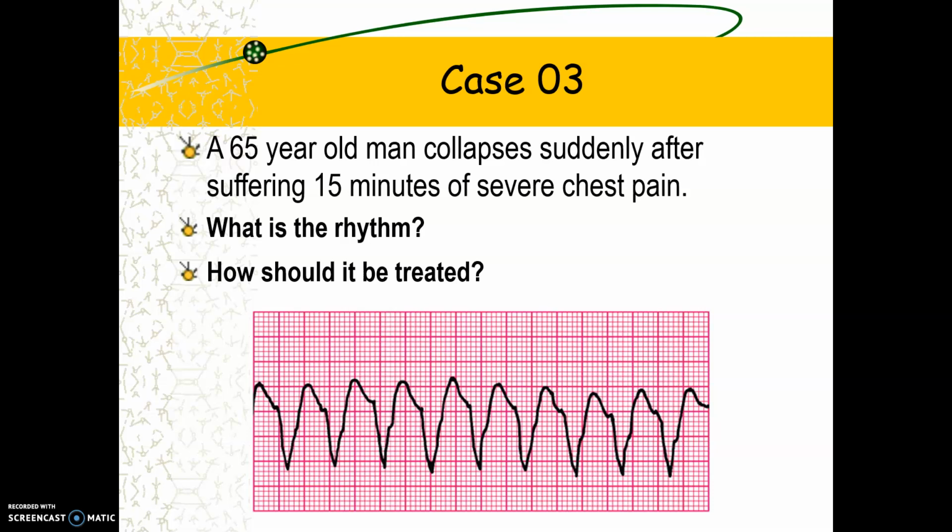Here's a 65-year-old man who collapses suddenly after suffering 15 minutes of severe chest pain. So if you look at this rhythm, and we'll come to it again, it's a broad complex tachycardia, you may say this is a ventricular tachycardia, and you would be right. Of course, when asked how it should be treated, your first question should be, how is the patient? If this patient has no pulse and has no signs of life, then this is pulseless ventricular tachycardia and is treated the same way as ventricular fibrillation.